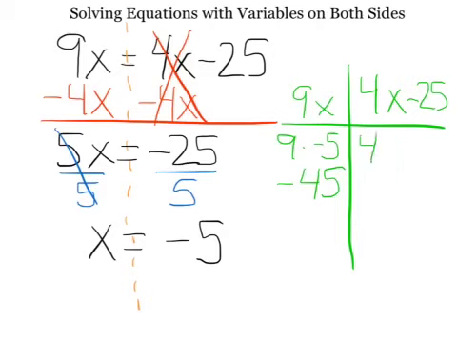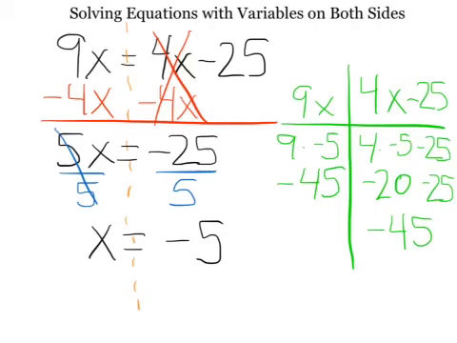On the other side, when we plug in negative 5, we need to do order of operations. Multiplication comes first, so first we do 4 times negative 5. That makes negative 20. Now we have negative 20 minus negative 25. Well, they're both bad guys, so they're on the same team, so we can combine them, and we get negative 45. Now we have negative 45 and negative 45, so that checks out. Our answer works, and that's right. We finished that problem.